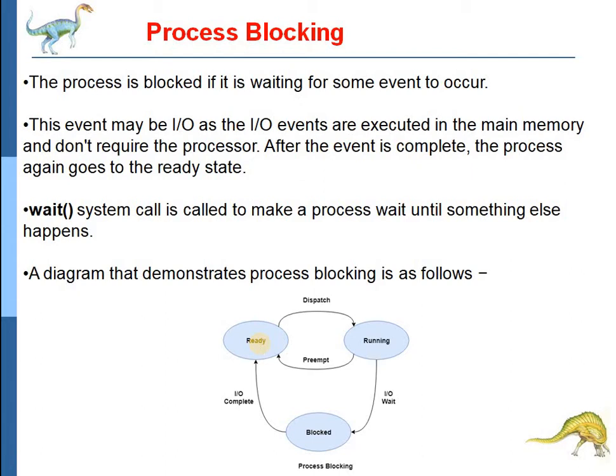This event may be IO, as IO events are handled independently of the processor. After the event is complete, the process again goes to the ready state. The wait system call is called to make a process wait until something else happens. It is shown in this diagram, and we have already seen this situation in the process state diagram.